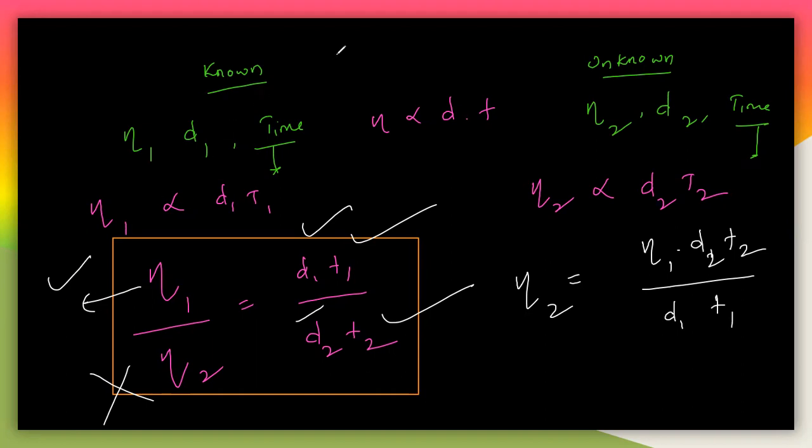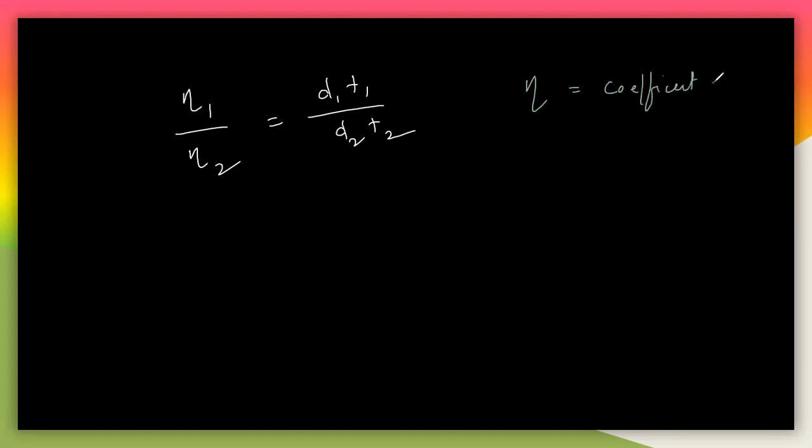So once again I will tell you one thing. Remember this particular formula, that is eta 1 by eta 2 equals d1 t1 by d2 t2, where you need to understand that eta is the coefficient of viscosity, and d is nothing but density, and t is nothing but time. And see here, a very important thing: let us say this is eta 1 and eta 2 here.